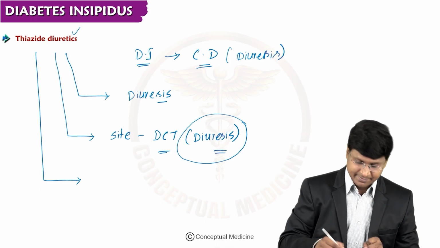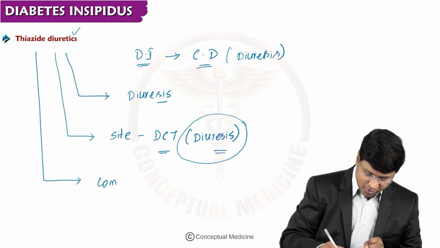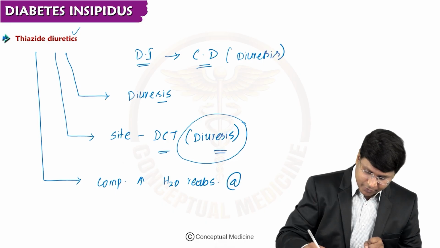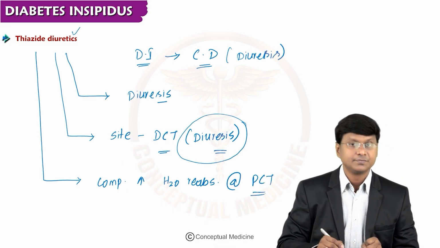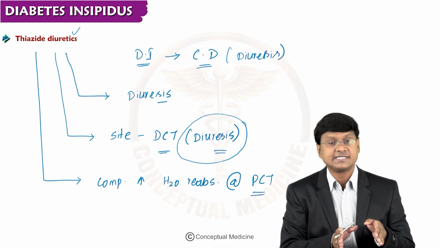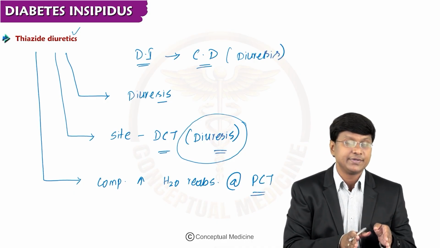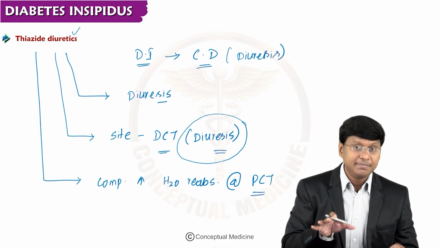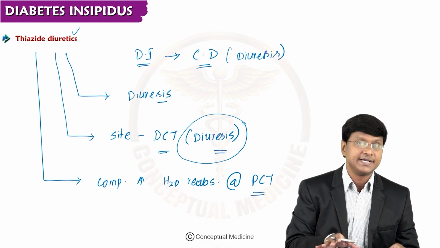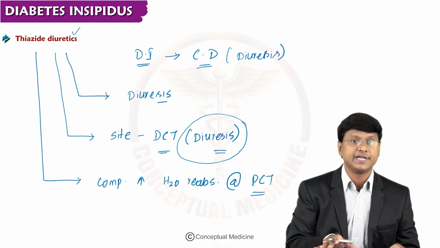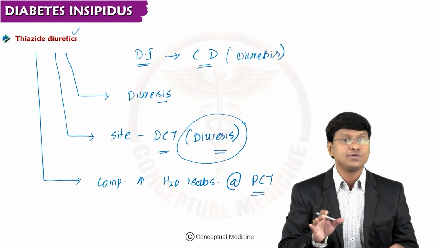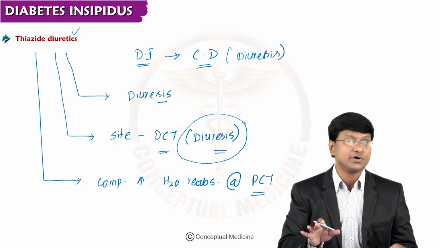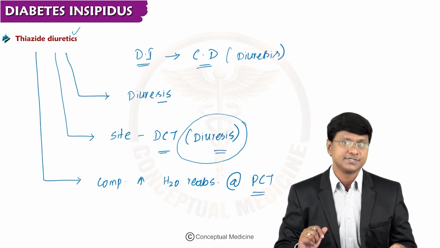So now what will these thiazide diuretics do? Please remember, they will cause a compensatory increase in water reabsorption at the level of the proximal convoluted tubule. So this is the action of thiazide diuretics in nephrogenic diabetes insipidus. And because of this action at the level of the PCT, that is the reason why hydrochlorothiazide is considered the drug of choice in nephrogenic diabetes insipidus.